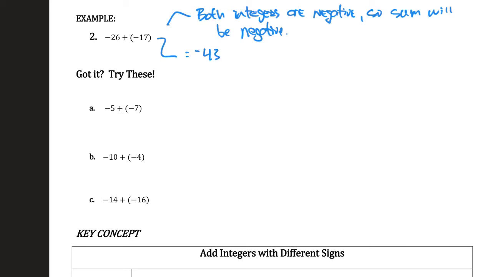Okay. Letter A, negative 5 plus negative 7 is negative 12. Negative 10 plus negative 4, both integers are negative, so my answer is going to be negative. Negative 14 plus negative 16, both integers are negative, add them together, negative 30. So that's pretty simple, right?